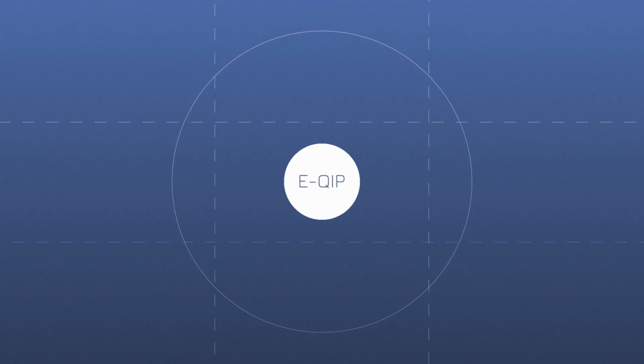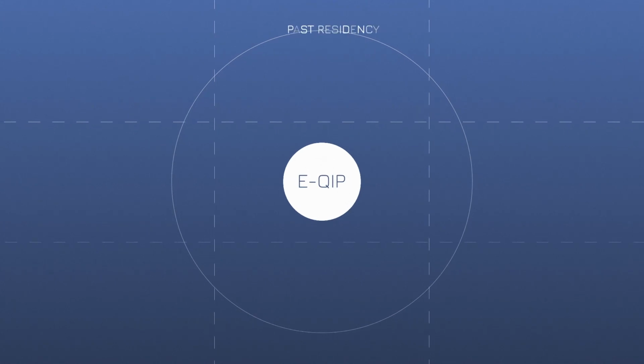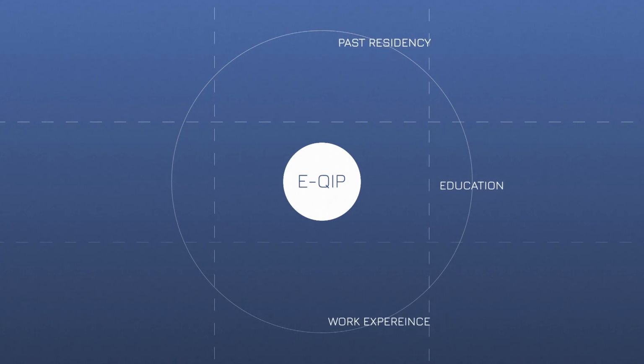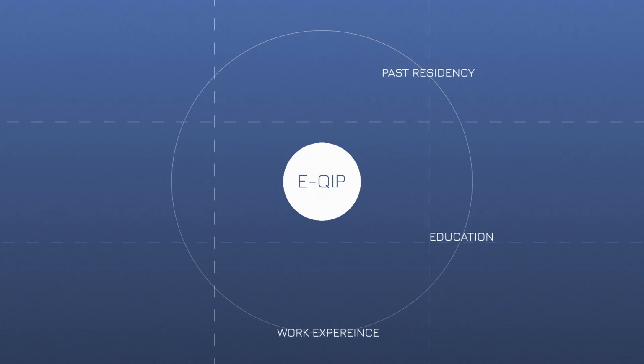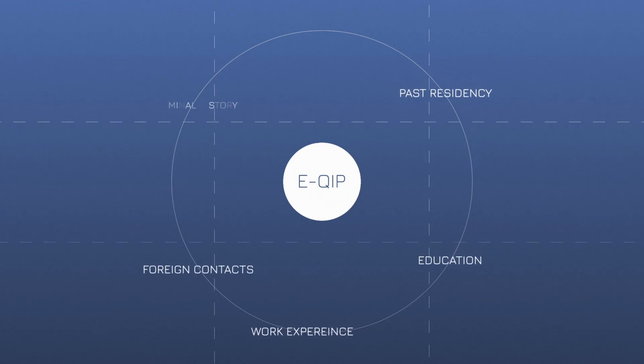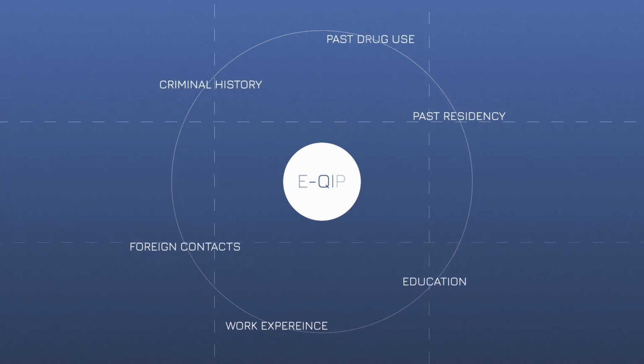E-QIP is the federal government's digital portal used to gather information to conduct background investigations. It'll ask you to provide information about where you've lived, your education, and where you've worked, and contact information for anyone who can verify the information you provide. It also asks about things like foreign contacts, criminal history, and past drug use.